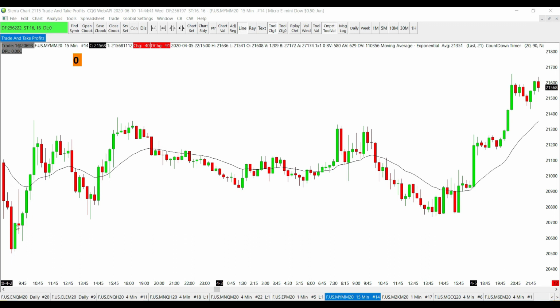This looks like the last candle, but it's not. This is the last candle right here. So make sure you notice that.